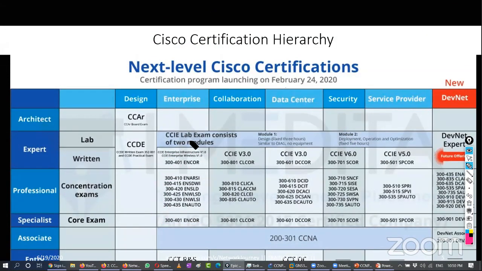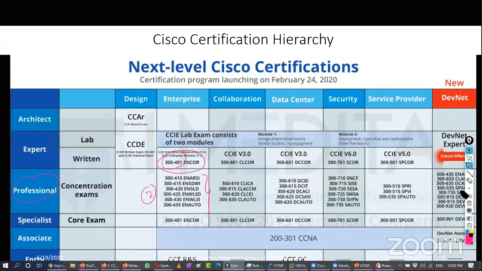Now regarding the exam fees, ENCOR is costing you $400, and these individual concentration papers are costing you $300 each. So you can write all of them, or you can write one of them. That's up to you. It's any one, and this is a mandatory paper. So two papers will make you CCNP certified.